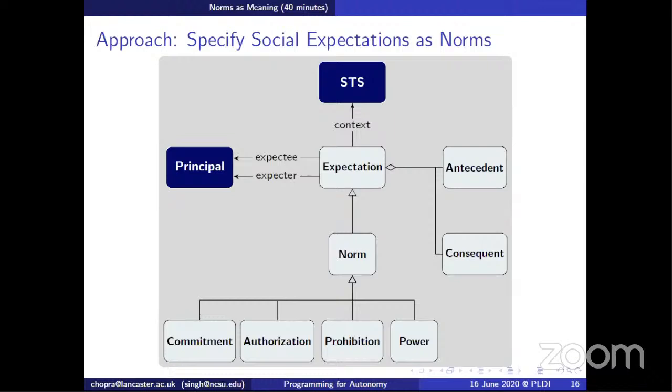There are several kinds of norms. There are commitments, the example of which you saw before. There are authorizations, for example, I could be authorized in my institution to access some database. There are prohibitions. A nurse in a hospital, in a healthcare setting, may be prohibited from delivering certain kinds of medications to a patient, the idea being that only a physician or a doctor may do so. And then there is the notion of power. For example, patients may have the power to give consent.